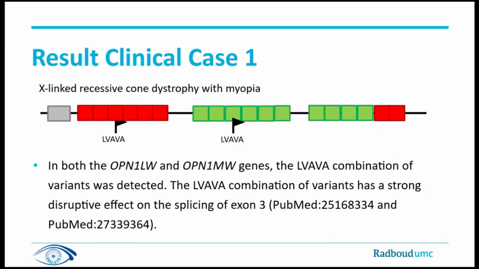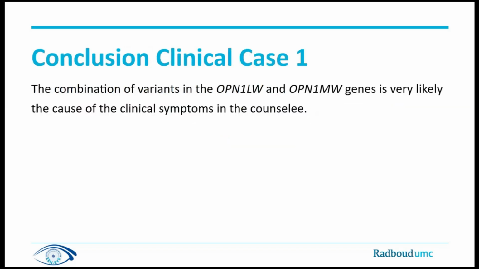When we take these results together, the pathogenic LAVAVA combination of variants is present in the first OPN1 gene, and the last gene, the clinically irrelevant gene in the cluster, is a hybrid OPN1 gene. And as said before, this LAVAVA combination strongly disrupts the splicing of exon 3 and is therefore pathogenic. Next slide, please. So these variants are the cause of the myopia and cone dystrophy of clinical case 1, and most likely this is not a cone dystrophy but a blue cone monochromacy patient. Next slide, please.